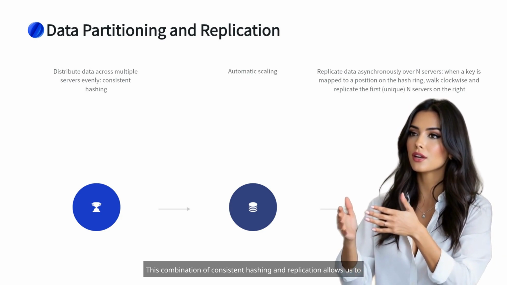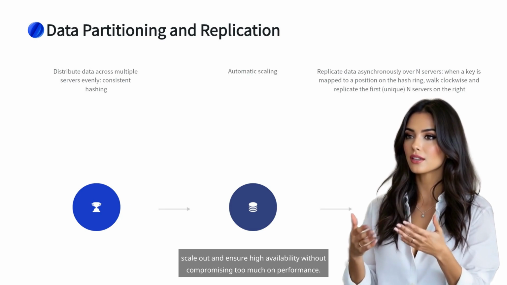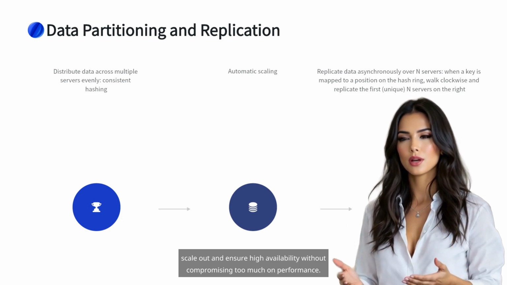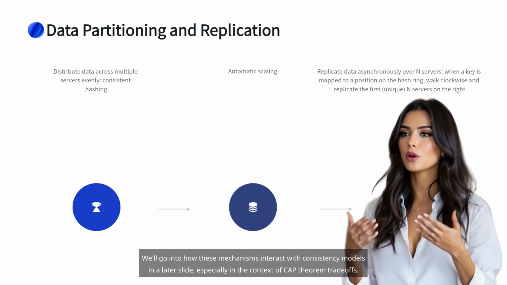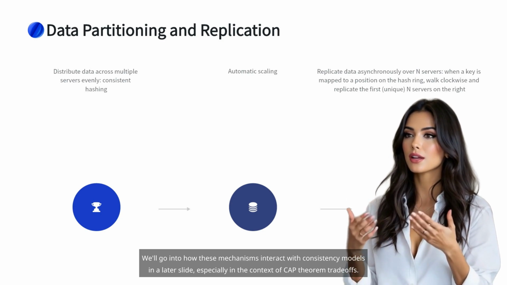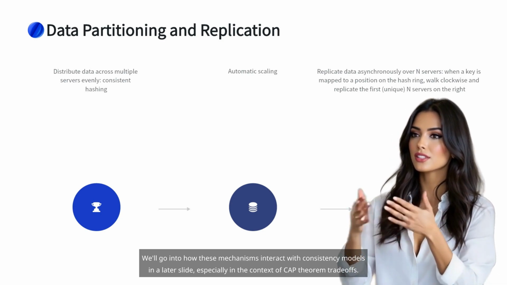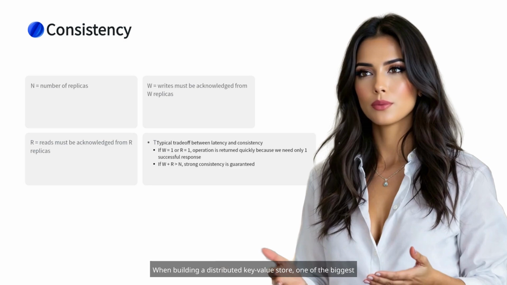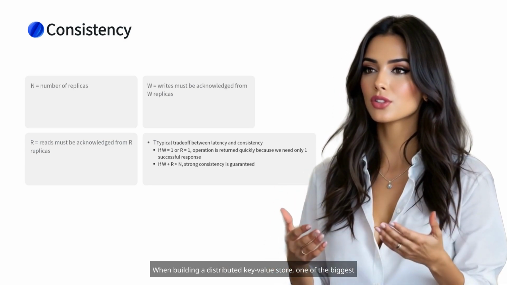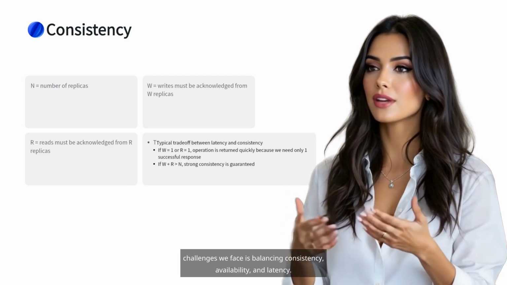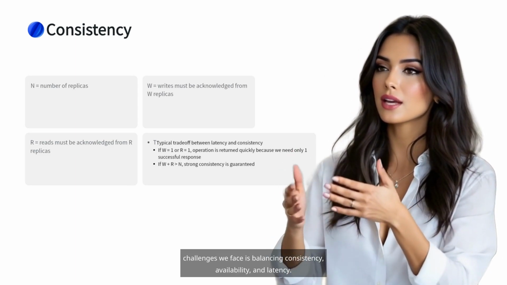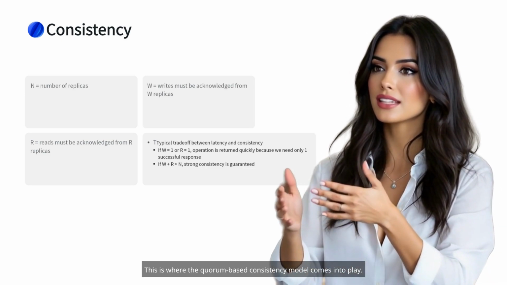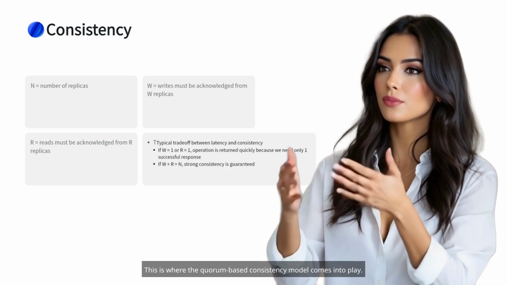This combination of consistent hashing and replication allows us to scale out and ensure high availability without compromising too much on performance. We'll go into how these mechanisms interact with consistency models in a later slide, especially in the context of CAP theorem trade-offs. When building a distributed key-value store, one of the biggest challenges we face is balancing consistency, availability, and latency. This is where the quorum-based consistency model comes into play.